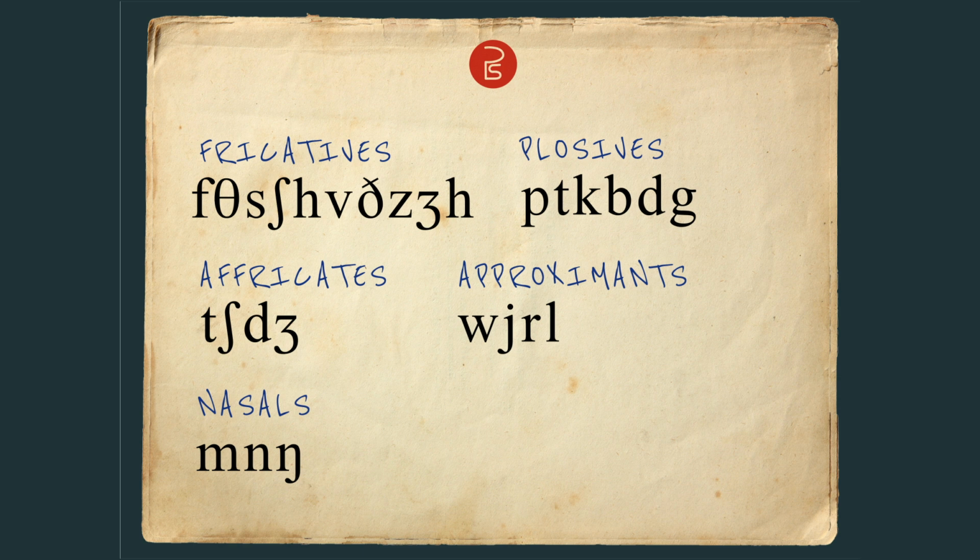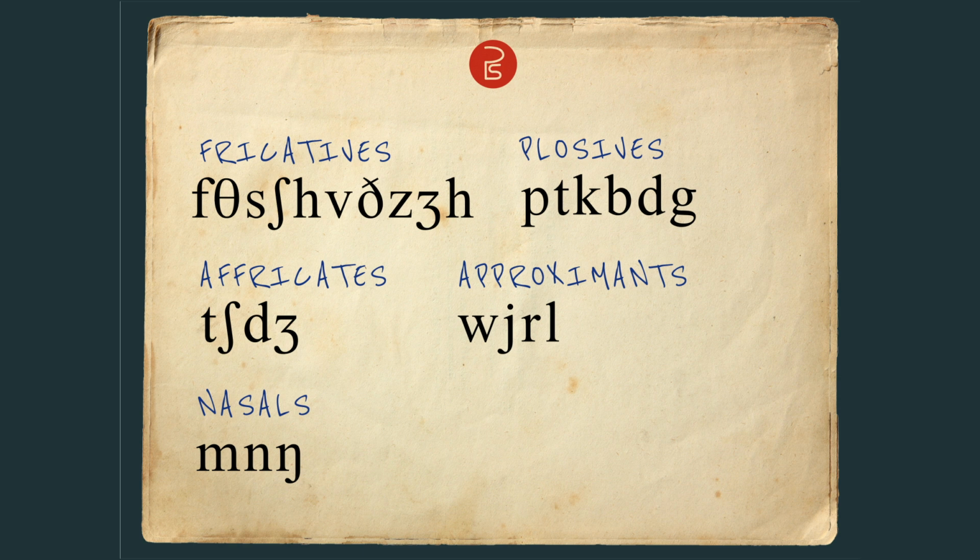How do we stop the air as it leaves the body? English has essentially 5 groups. Fricatives, which squeeze air: f, th, s, sh, h, v, th, z, zh. Plosives, which kind of stop it completely and then explode it: p, t, k, b, d, g. Affricates, which are a bit like a plosive, immediately followed by a fricative: ch, j.